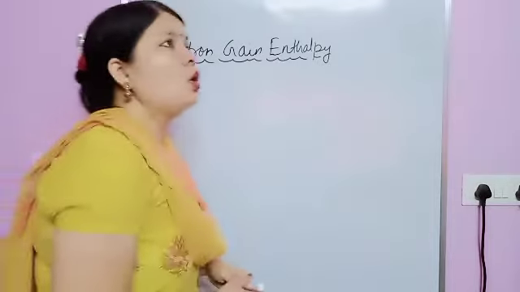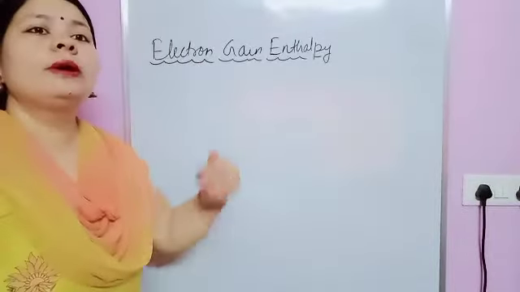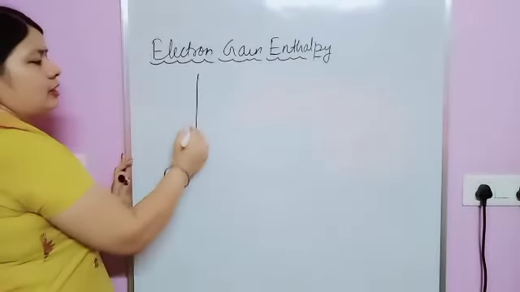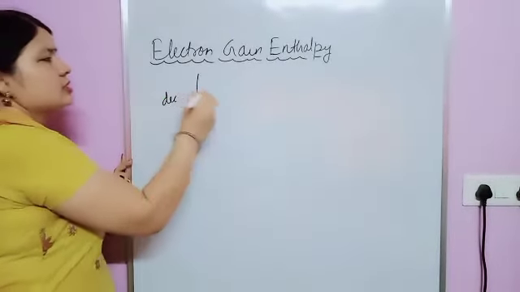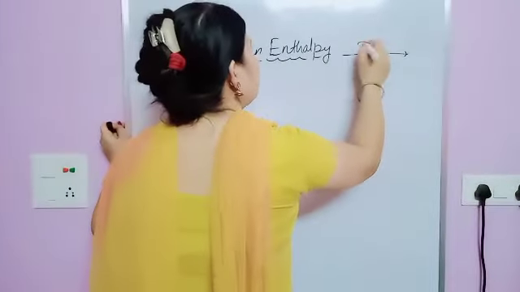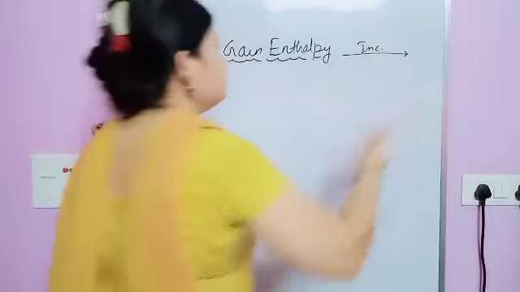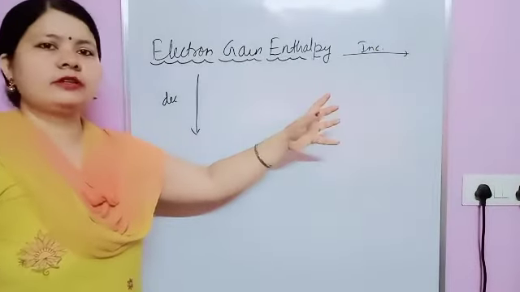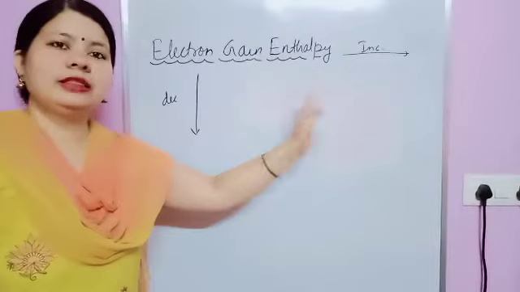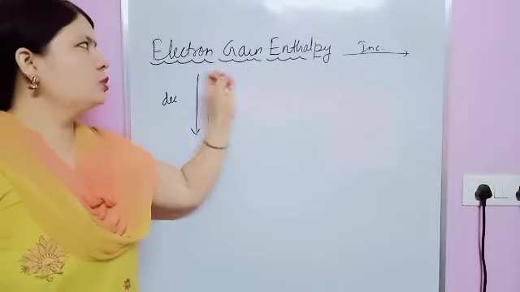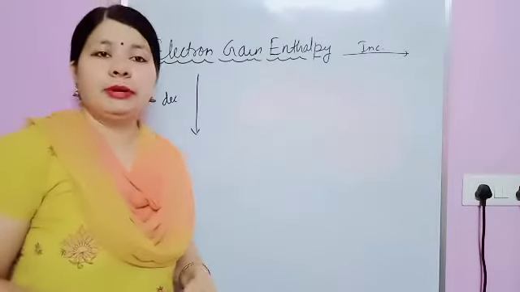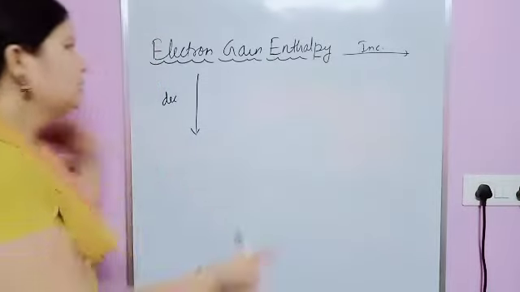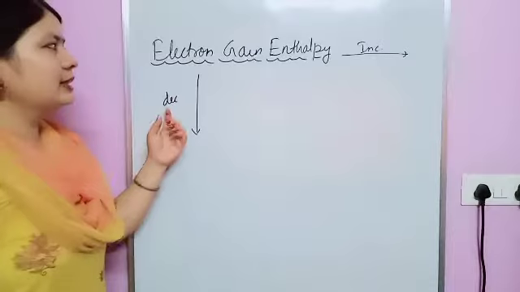Now how does it vary down the group and across the period? Simple: down the group electron gain enthalpy decreases, and across the period it increases. The reason is the same. Actually, there are some factors which govern electron gain enthalpy, on which it depends. In this case, first of all size works for everyone, so down the group electron gain enthalpy decreases.